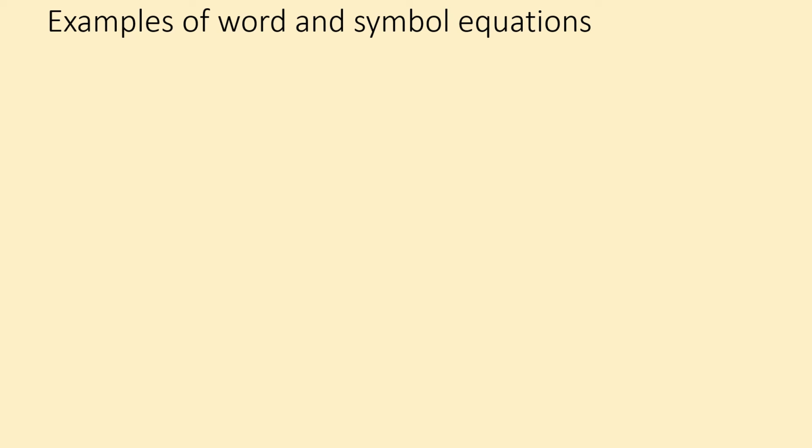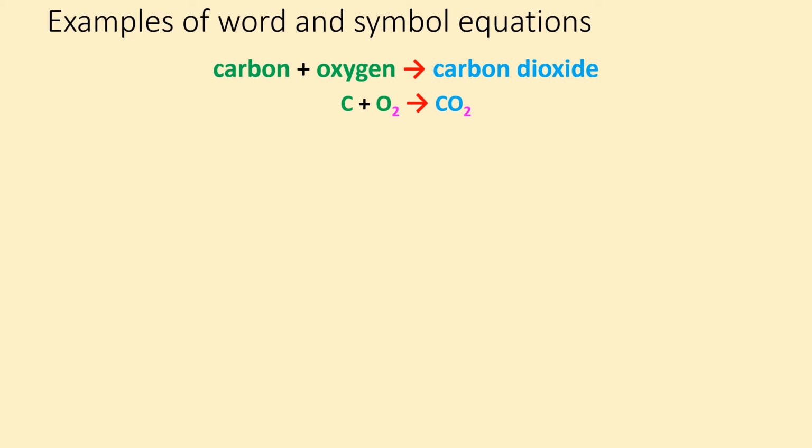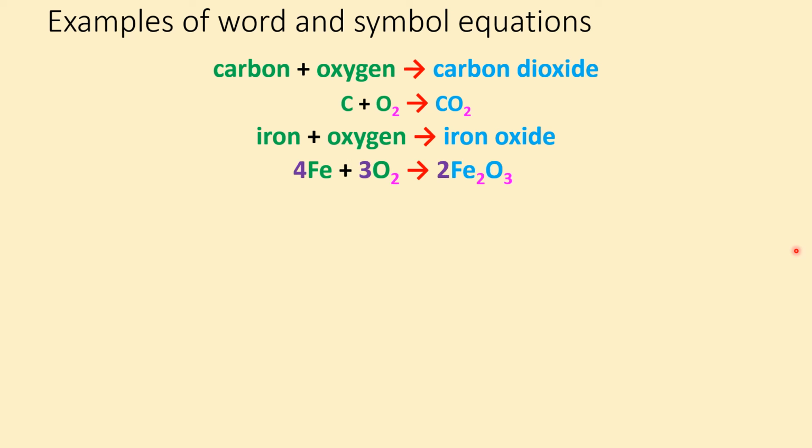Here are some examples of word and symbol equations just for you to get familiar with them. So carbon plus oxygen, arrow carbon dioxide, C plus O2, arrow CO2. You can see that those two things have combined to make this thing. Iron plus oxygen, arrow iron oxide, 4Fe plus 3O2, arrow 2Fe2O3. So this is showing you've got 4 atoms of iron, 3 molecules of oxygen, and then 2 molecules of iron oxide.